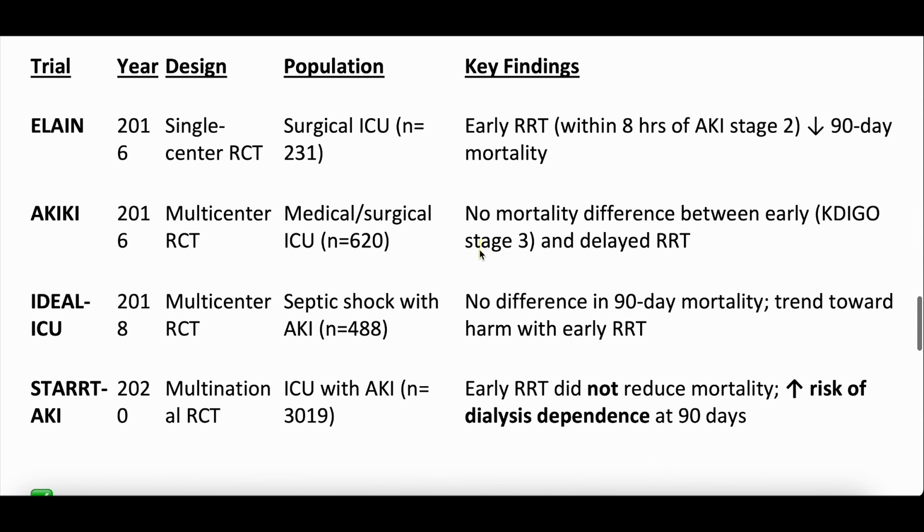Obviously read all these on your own, interpret them, and make a decision on what you want to do. It looks like in our year the numbers are lower, but the main trials on this are called ELAIN, AKIKI, IDEAL-ICU, and STARRT-AKI. ELAIN and AKIKI were in 2016, IDEAL-ICU and STARRT-AKI 2018 and 2020 respectively. Sorry about that little typo there.